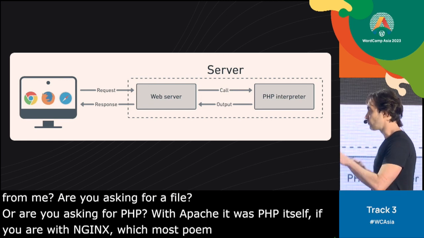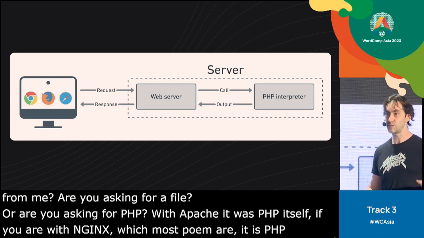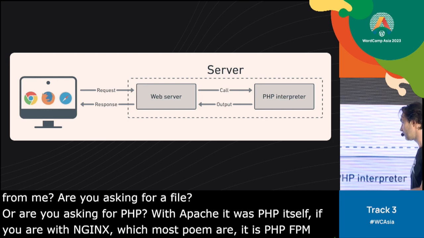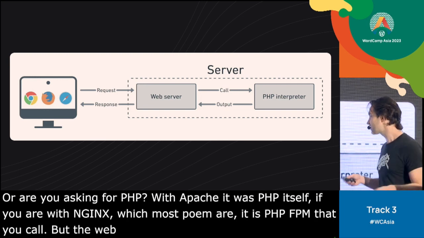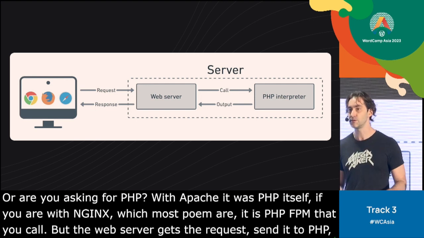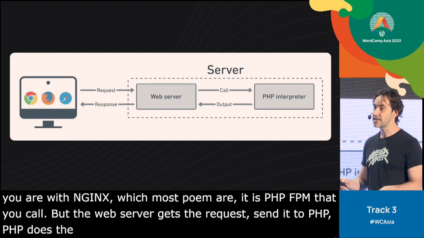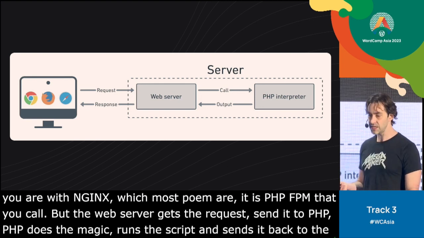The web server gets the request, realizes that it's for PHP, and sends it to PHP. PHP does its magic, runs the WordPress script, returns some HTML, and sends it back to the web server. The web server then adds the status code and everything, and sends that back to the browser. So that's how PHP works.